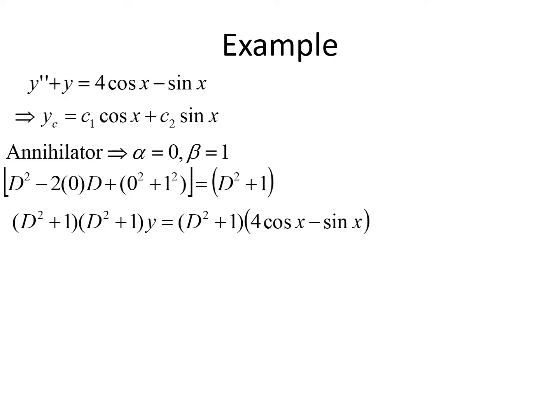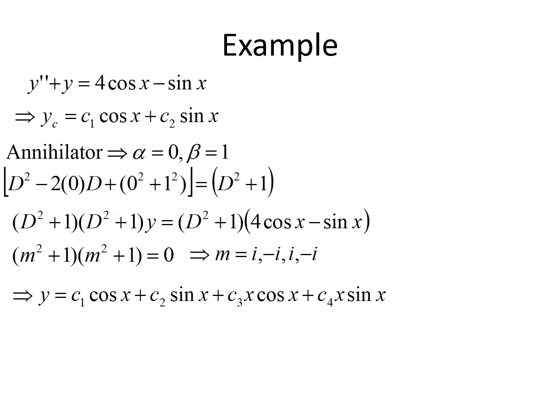So that's going to give us a homogeneous equation. And so we can transform this into the auxiliary equation by switching our d's to m's. So m squared plus 1 times m squared plus 1 has to equal 0. If we solve this for m, we're going to get m as i and negative i twice. So i, negative i, negative i. And so we can form our solution. Y equals c1 cosine x plus c2 sine x plus c3 x cosine x plus c4 x sine x. The first two terms were the same as our yc, so that means that the final two terms have to be our yp.